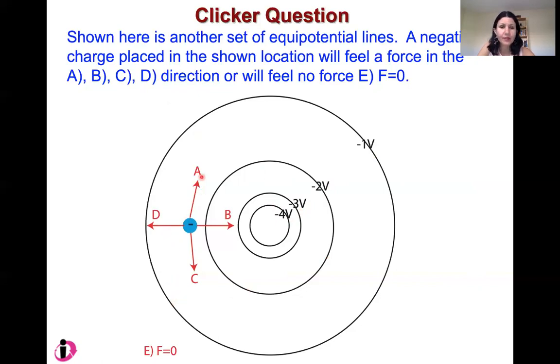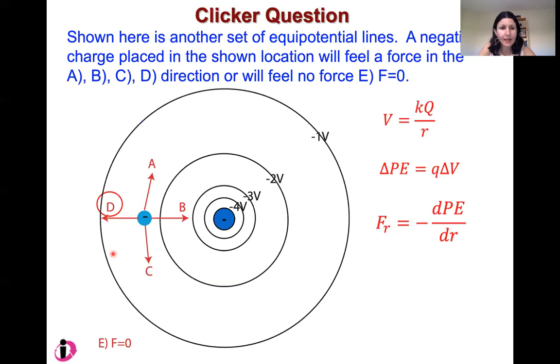These arrows show the possible directions of the force, or one of the options is that there's no force, the force is zero. So let's think about this and let's discuss the answer.